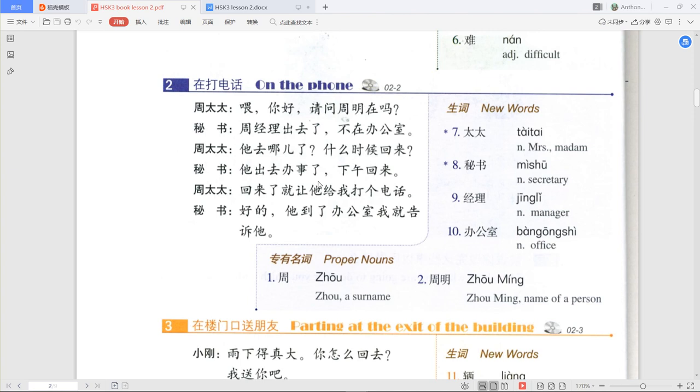We probably won't say 他出去了办事. 出去 is a verb, 办事 is also a verb. 出去 go out, 办事 deal with business. So then le, it means he went out for this purpose. Then we put the le at the end of the sentence. 下午回来, in the afternoon come back.